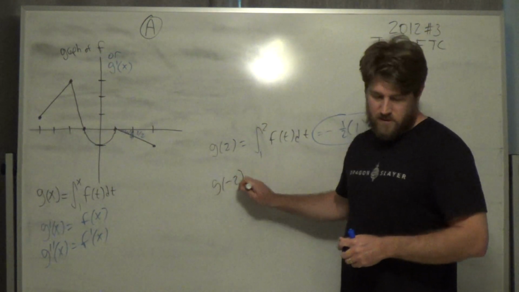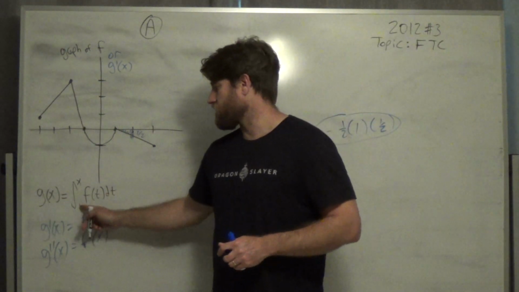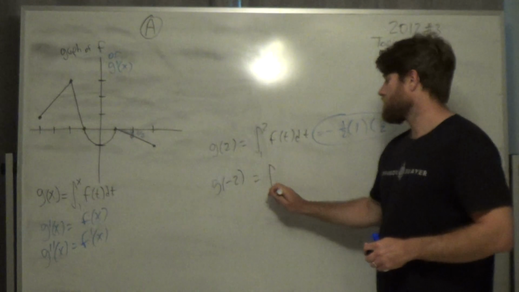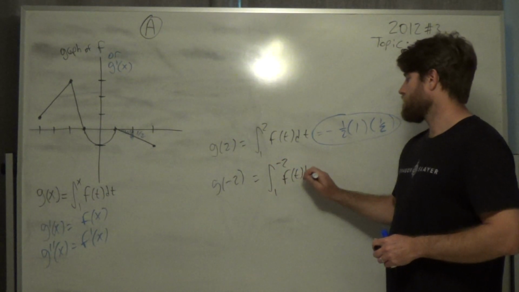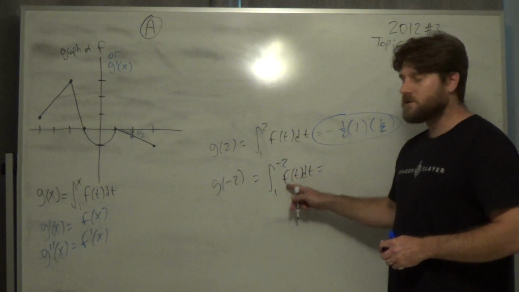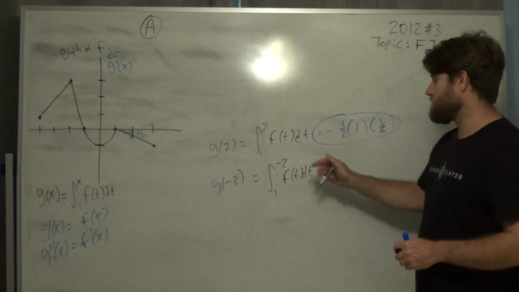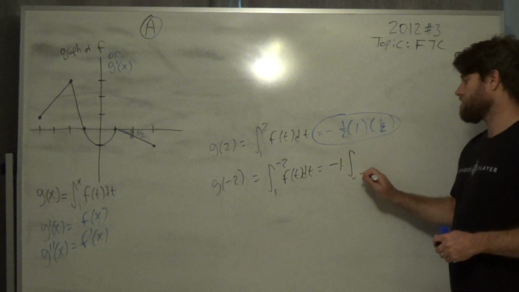All right, the second part says find g of -2. So we're still in this equation here, so it's from 1 to -2. Now, the first thing you'll notice is these are in the wrong order. So we've got to flip it, and the price to pay is a negative in front.